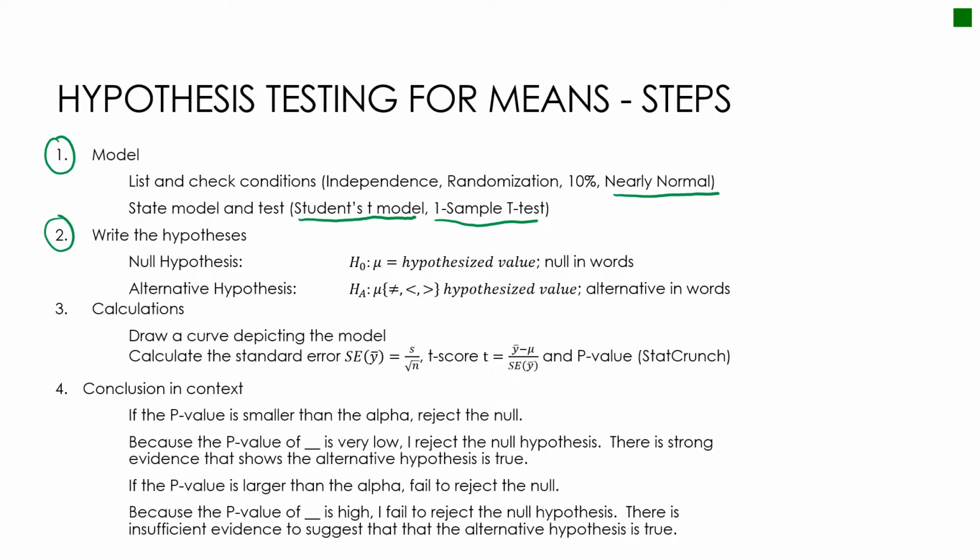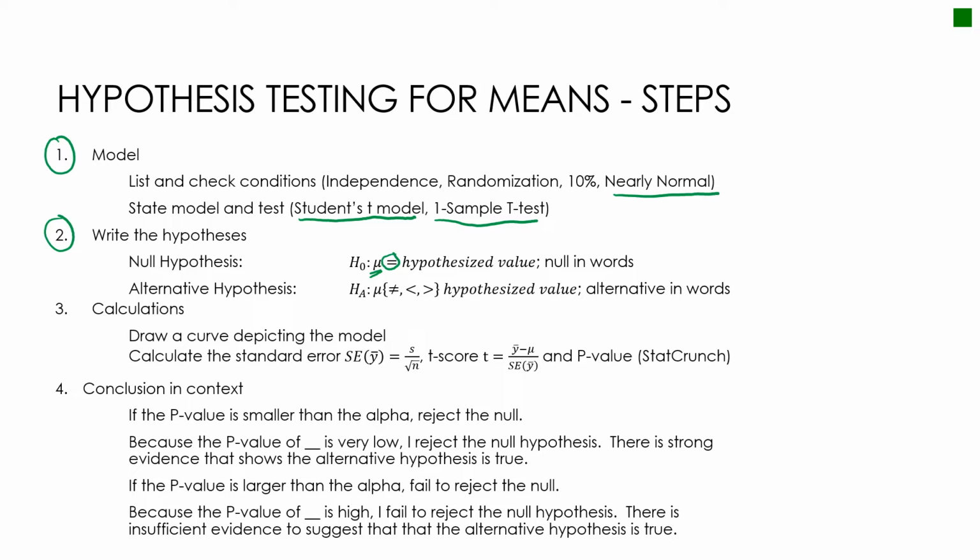So if you need a little bit of extra help on how to write hypotheses, go back to the video labeled hypotheses in last week's video notes. This week it's going to be the same. My null hypothesis is always going to be equal, but notice here I'm using mu. Mu tells me that it's a means question, whereas previously I used p for a proportions question. Everything else is the same.